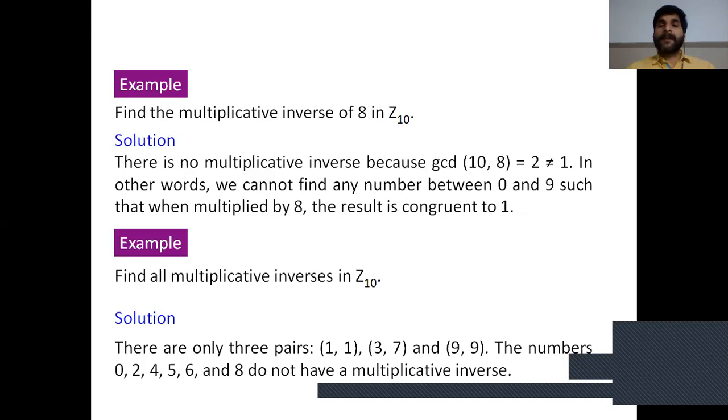Next example. Find all multiplicative inverses in Z10. There are only 3 pairs: 1 and 1, 3 and 7, 9 and 9. The numbers 0, 2, 4, 5, 6 and 8 do not have a multiplicative inverse.